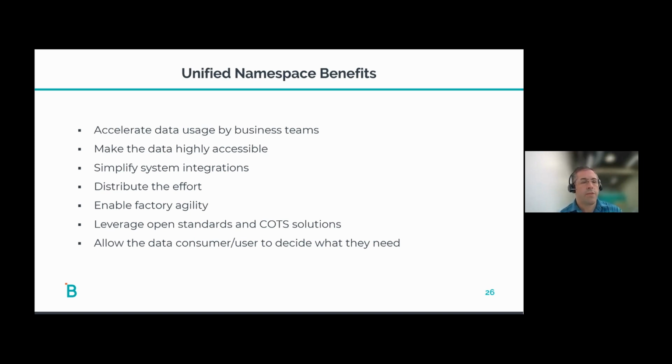We also need to simplify our integrations. As we saw from that early slide, we have too many of them and we need a new structure. And the UNS provides that structure.